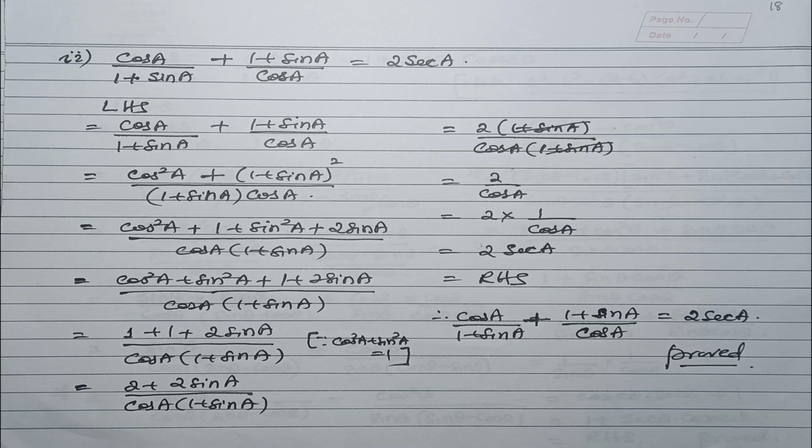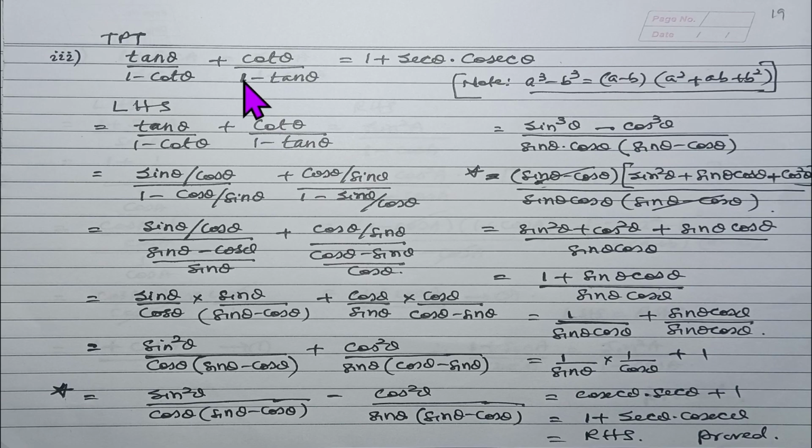Now coming to the next example, another important identity, we are given an example here, tan theta by (1 minus cot theta) plus cot theta by (1 minus tan theta). We have to prove that it is equal to 1 plus sec theta into cosec theta. Now let us understand this, and it is slightly lengthy. Let us understand step by step.